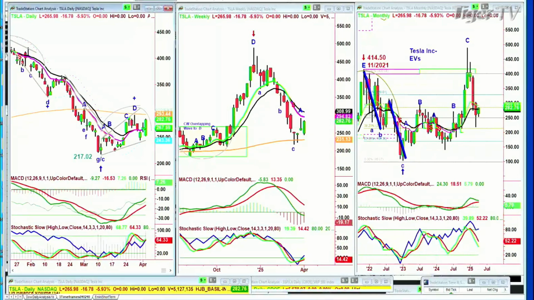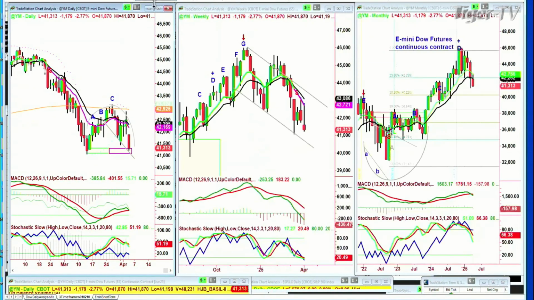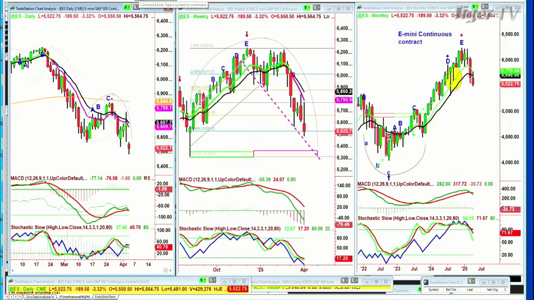Okay, let's just do this again real quickly. We've got the YM, that's the Dow Futures, down 1,179, getting ready to test the left side low of the 13th. You've got the ES Mini down 189 at 5521. It's already taken out that left side low. This is the third time that it's taking it out, and this is the one that is more serious.